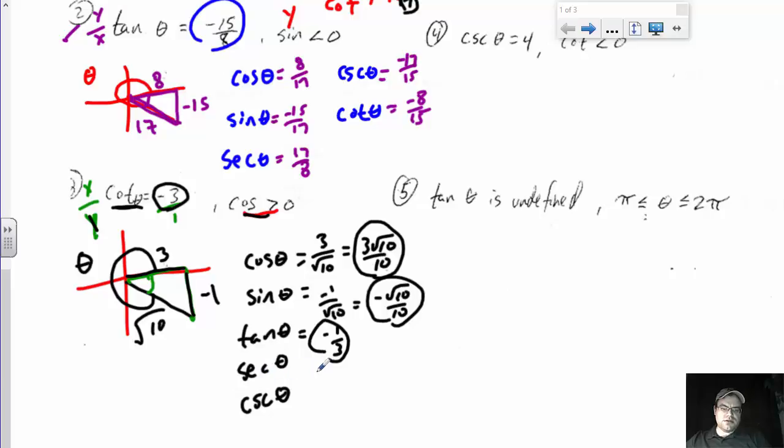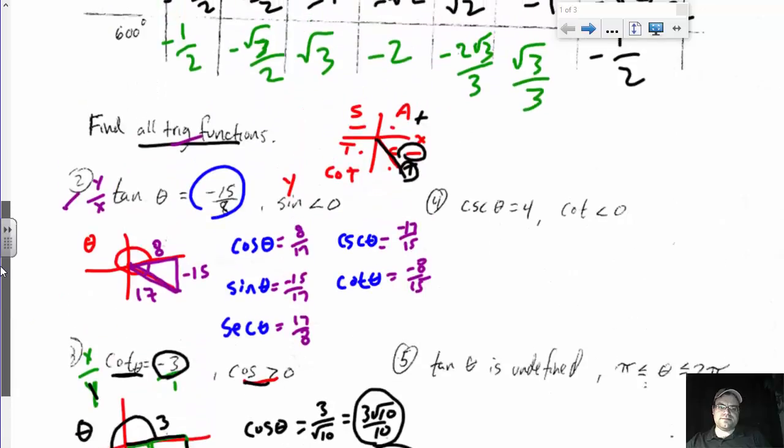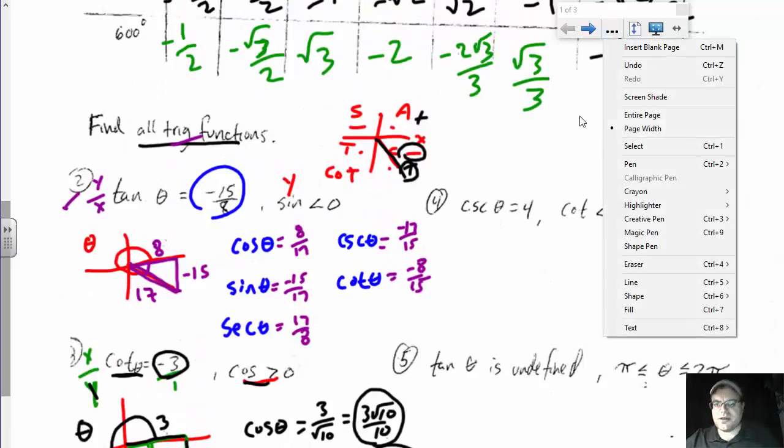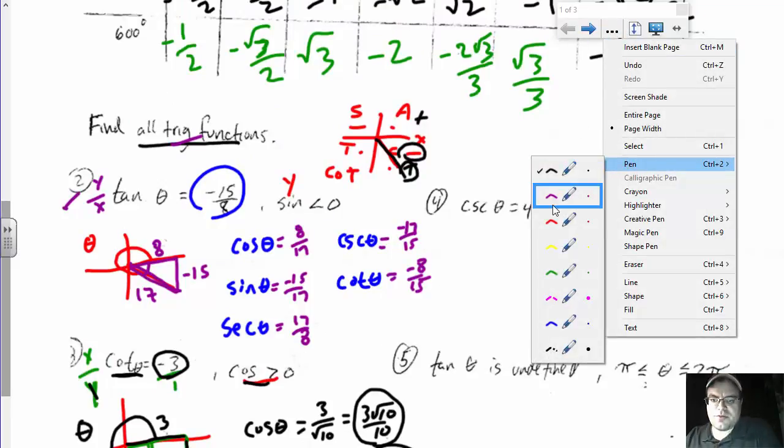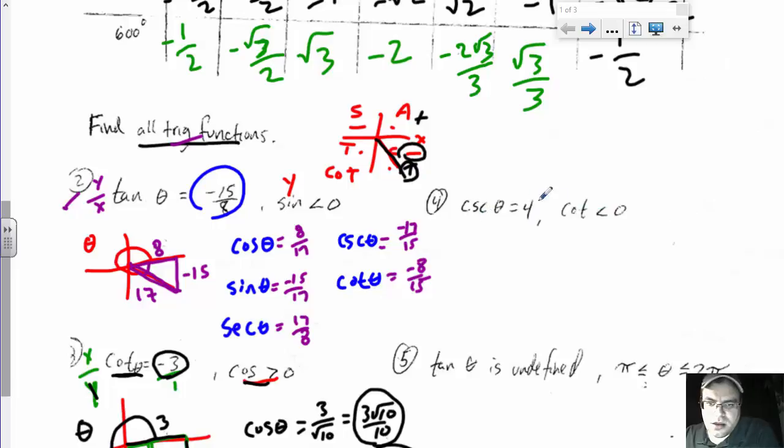Secant is the reciprocal of cosine. So if I flip this 3 over root 10, I'll get root 10 over 3. And then cosecant is the reciprocal of sine. If I flip negative 1 over root 10, I'll get negative root 10. That's basically all I get. Okay, so those are your answers for number 3. Let's go to number 4. These are kind of long-winded, but it's good practice for you.